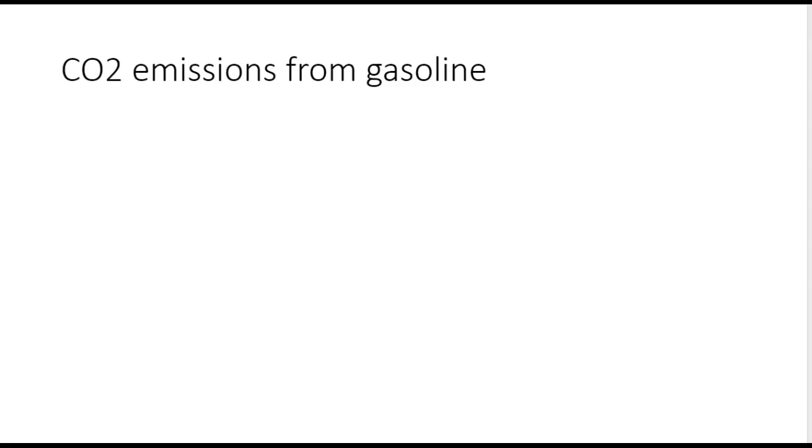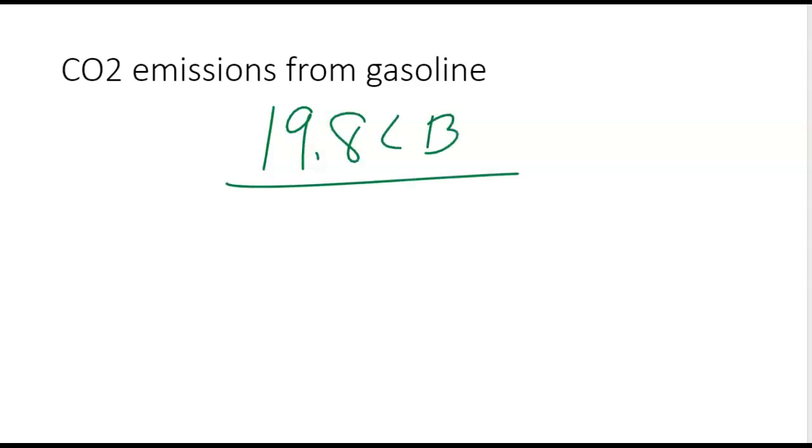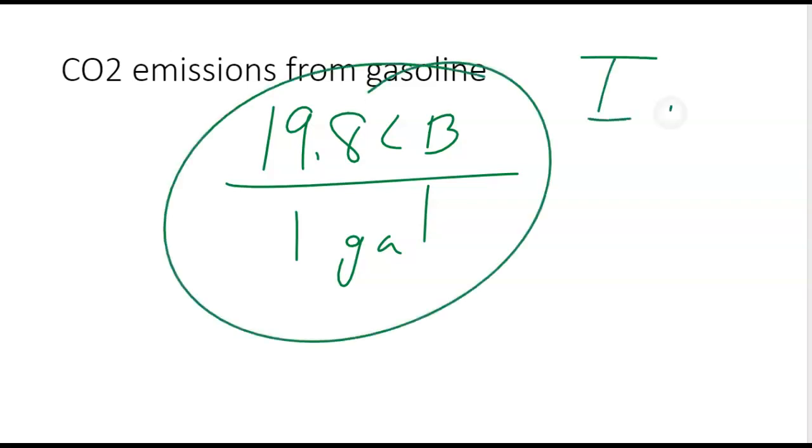So it's interesting that you can talk about CO2 or carbon dioxide emissions from gasoline. We can also talk about it from electricity, but we'll make that our next video. So one thing to think about is that there are 19.8 pounds of CO2 produced by burning 1 gallon of gasoline. So we can talk about how much CO2 is emitted in different situations. So this is the identity ratio that we will use when talking about CO2 emissions from gasoline.